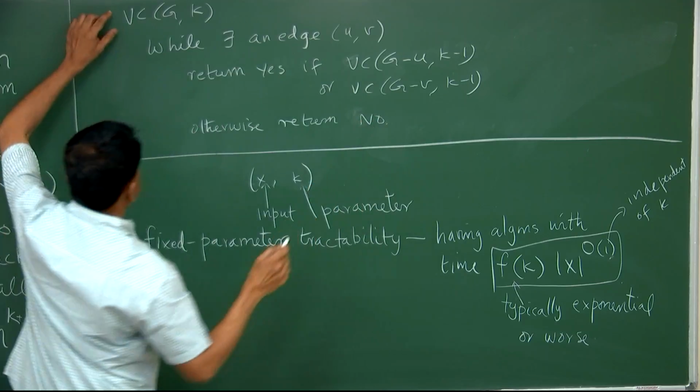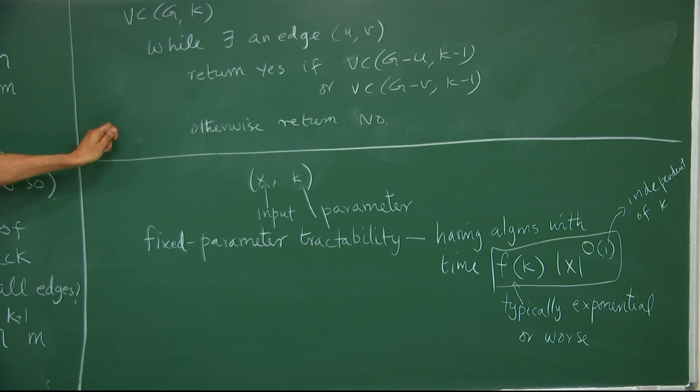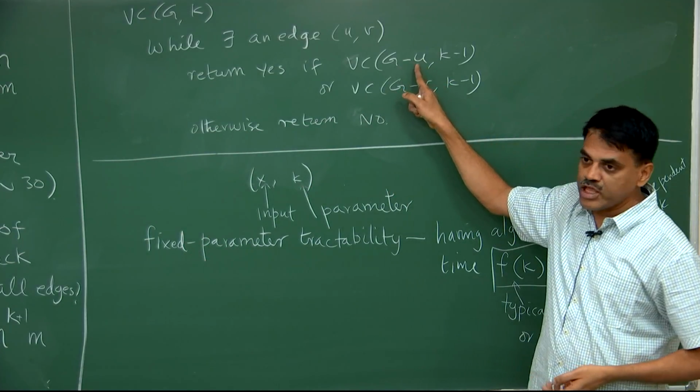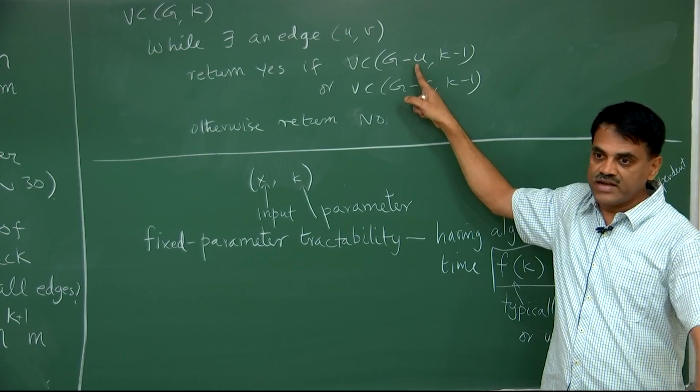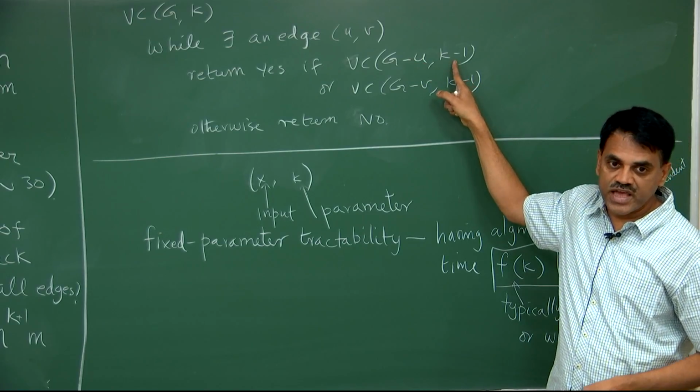So this is a recursive algorithm. VC(G, k) will say yes if there is a vertex cover of size at most k, and say no otherwise. So what am I saying? Find an edge in the graph uv. One of them has to be in any solution. So I'm going to try. I pick u into my solution, delete it, and see whether in the remaining graph there is a vertex cover of size k minus 1.